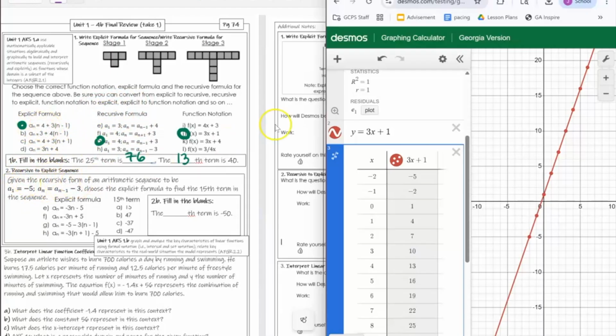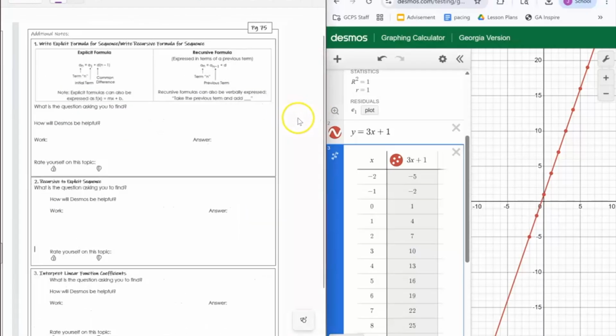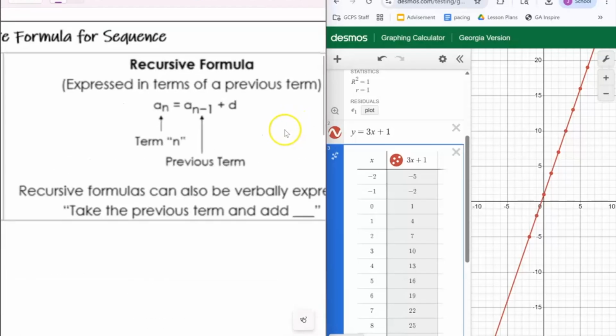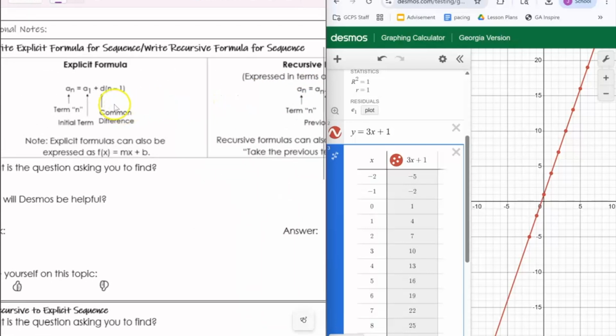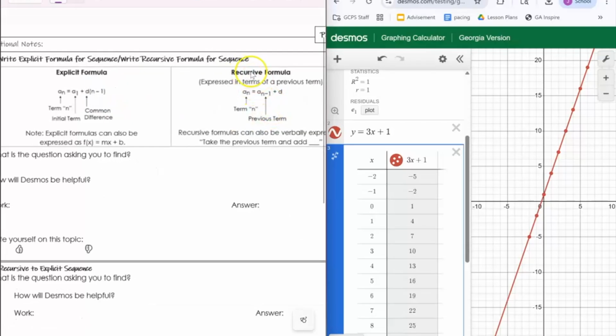So given the recursive, it's very important to realize, what do you know in recursive? You know the previous term, and then you're given the common difference. So once you're given the common difference, you know that common difference is the same one that goes right here. And anytime they give you recursive, they must tell you the first term. So the first term, the common difference. All you have to do is take those numbers from this formula and put them into the explicit form.